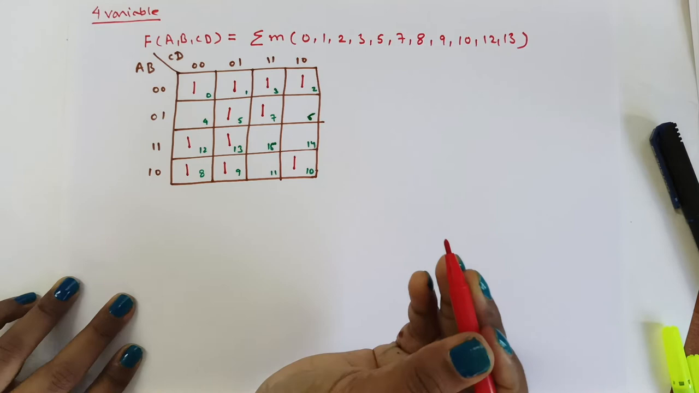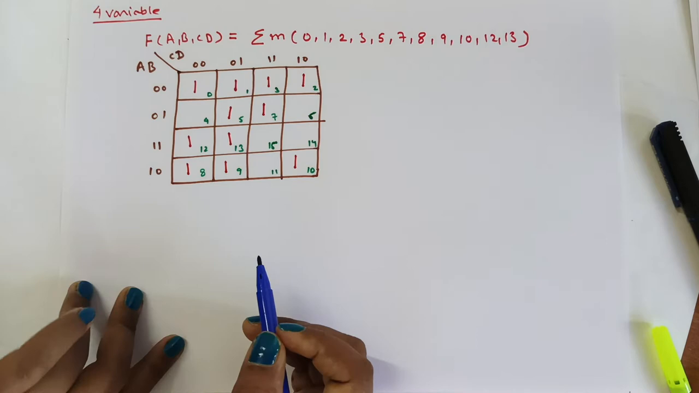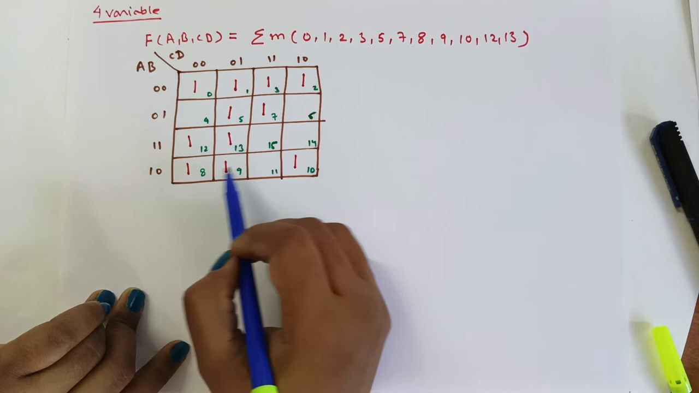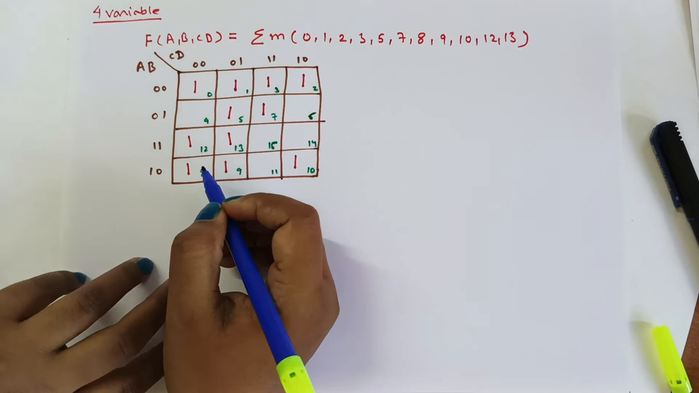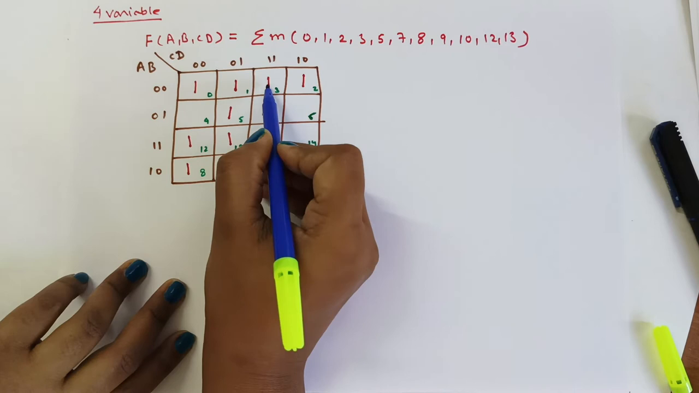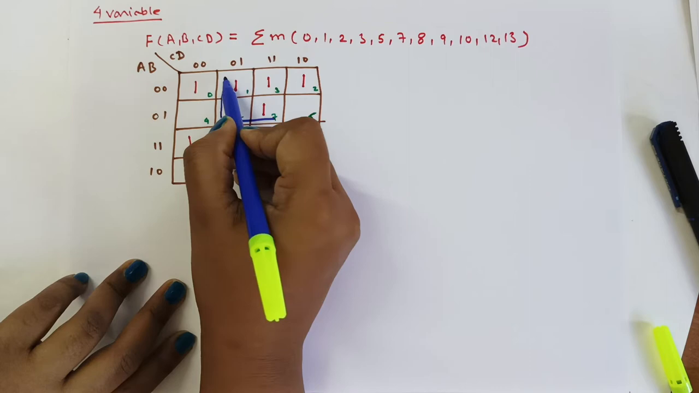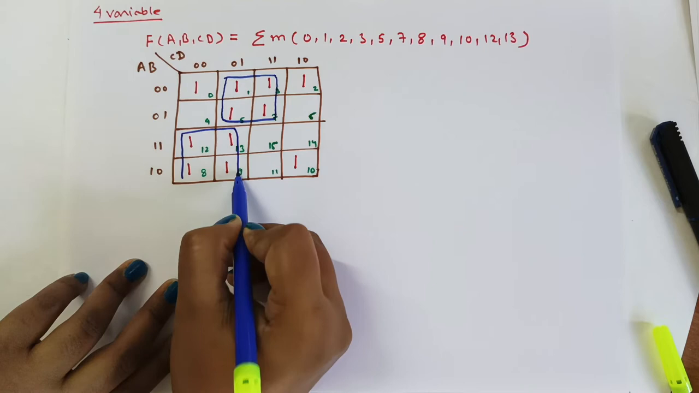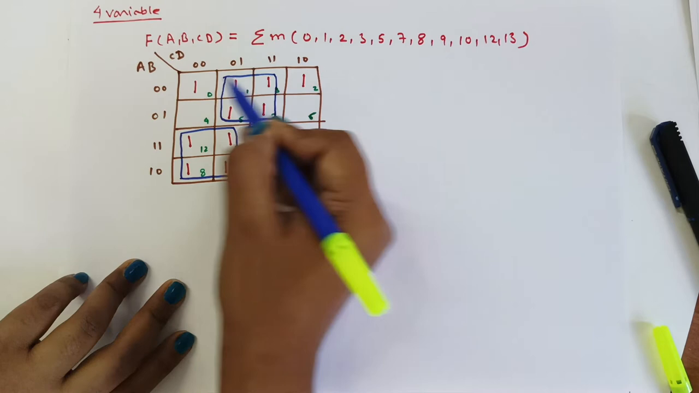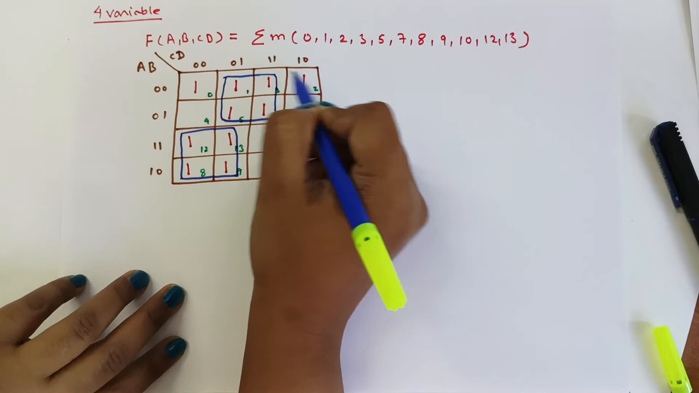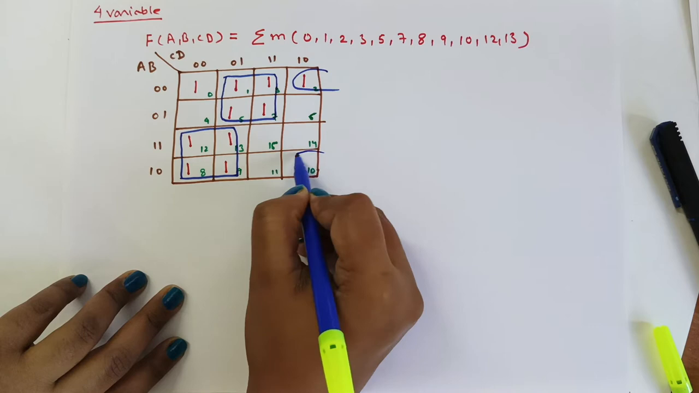Now we will group it. So group of 16 is not possible, group of 8 is not possible, group of 4 is possible. So how many group of 4 is possible? These are 1, 1, 1, 1. So these 4 can be grouped together. And we have 3 more ones left. We can see these are all corners. So these 4 corners can be grouped together. This and these 2.